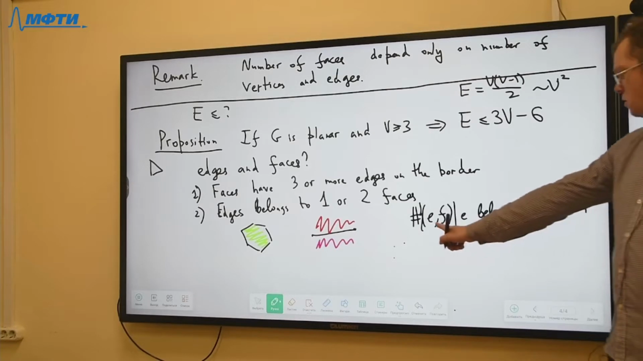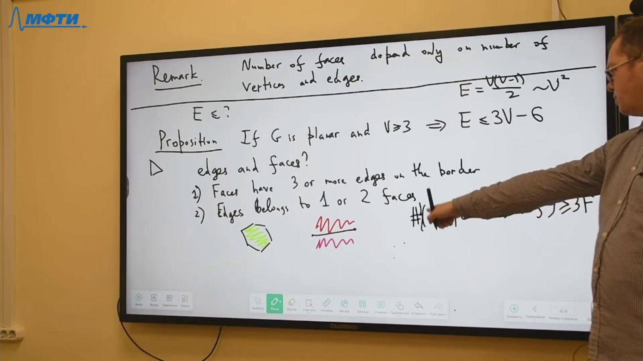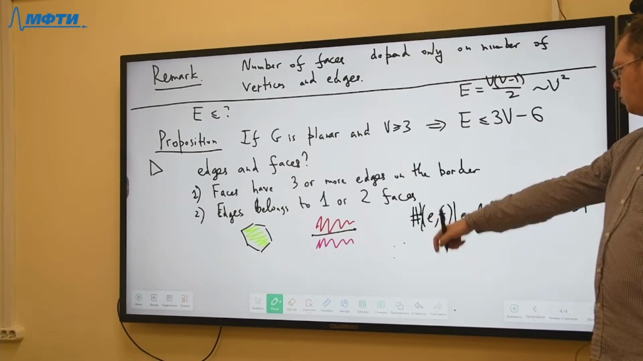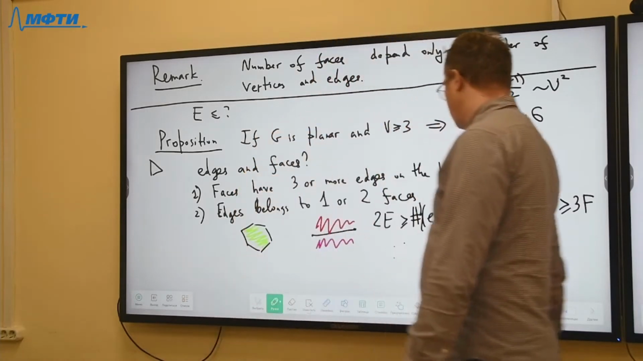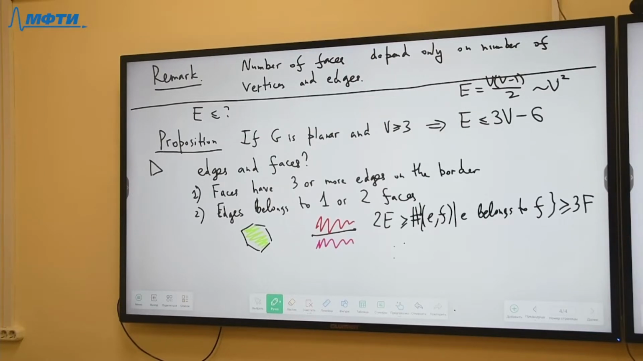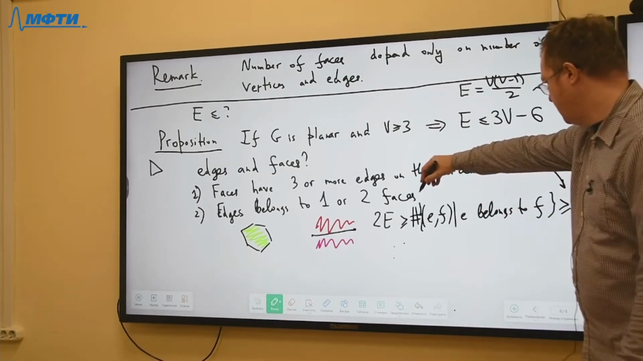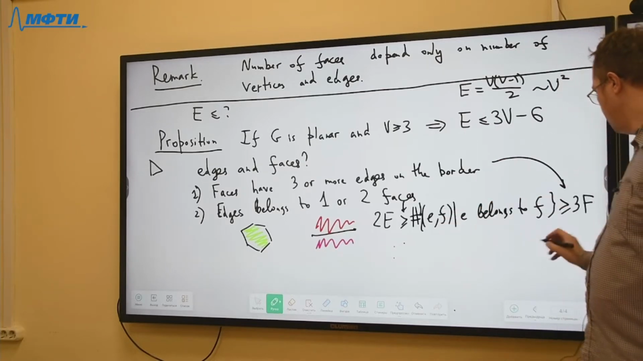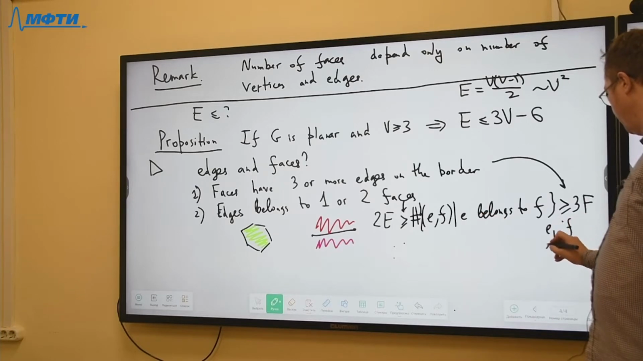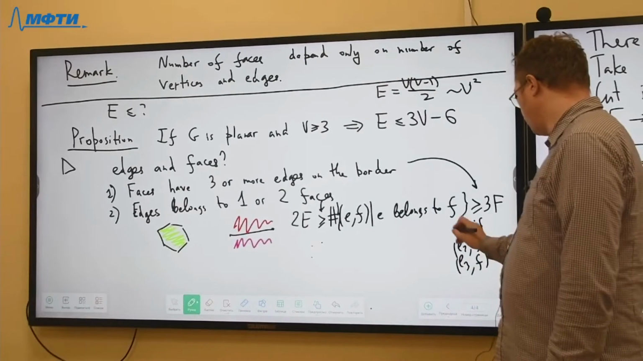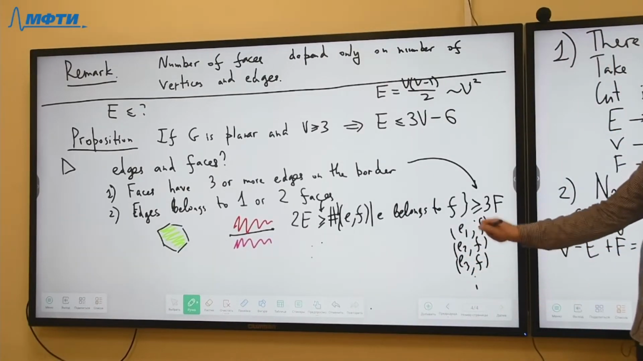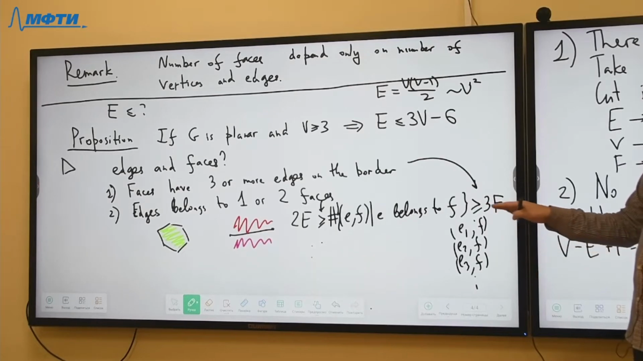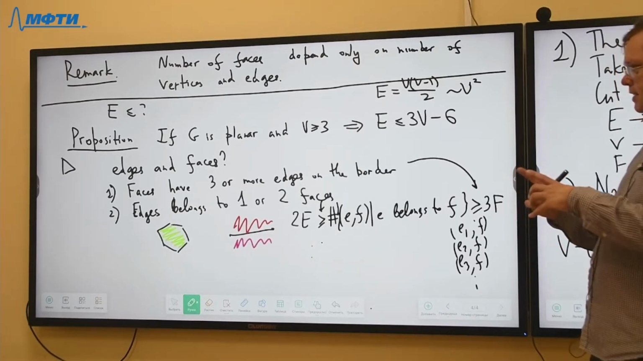But if we fix the edge, then we have only one or two faces. So if we fix the first coordinate, then we'll have exactly one or two faces, so it's less or equal than two. Yeah, so this is one inequality, and this is the second inequality. For each face we have at least three edges on the border, so this number is more or equal than three faces. So the minimal number of such pairs is 3f, when each face contains exactly three edges.